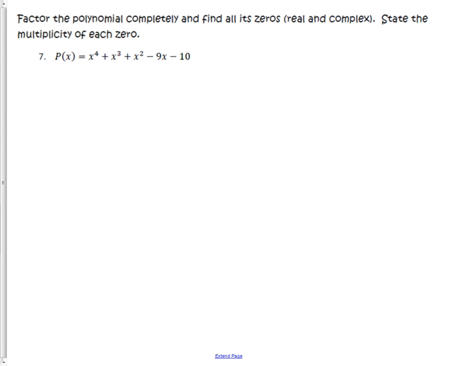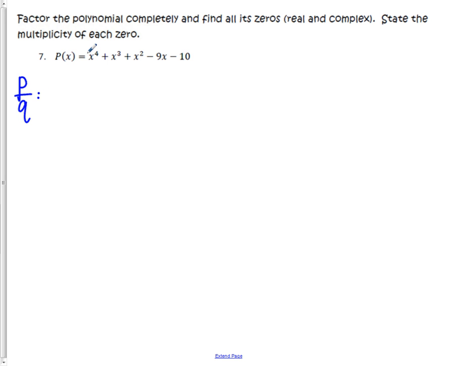This is number 7 in your Unit 2 study guide, and again, we're asked to find all zeros, both real and complex. We wouldn't know how to factor this, so we have to start off with our possible rational zeros, so listing the p over q.